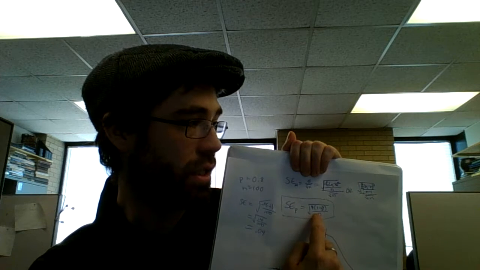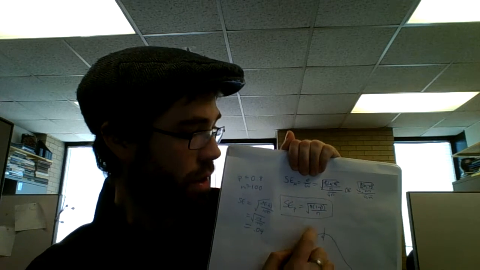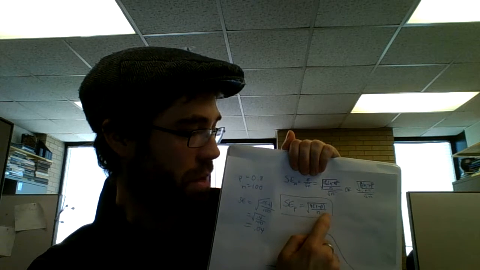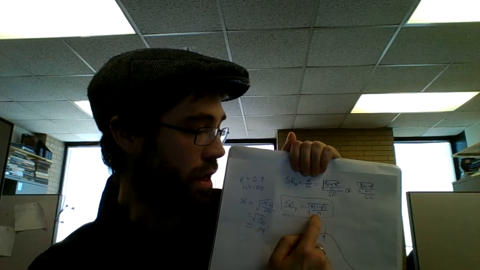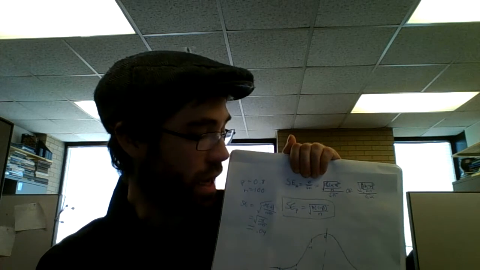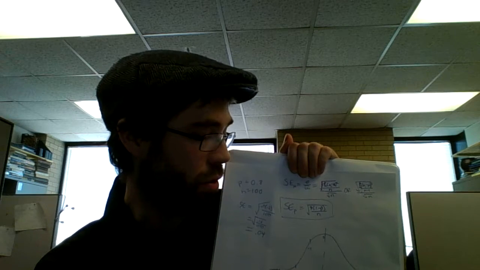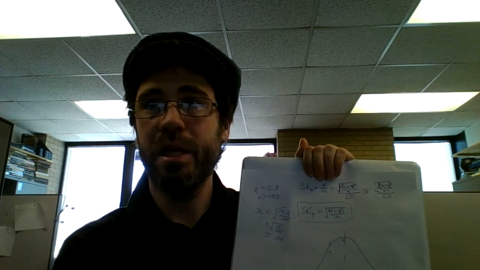Note, even though it's a sample, we're not using the n minus 1, because with the proportion, the standard deviations are a little different. In fact, the standard error of a proportion is the same thing as the standard deviation of the proportion. This square root might be a q. So if you see that, it's basically the same thing.